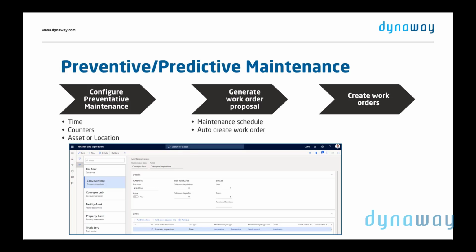I like to work with the maintenance schedule. I normally advise my customers to use the maintenance schedule. But if you don't see a value of having that overview, then of course you can set up on the maintenance plan, and when you are running the periodic job, that the system should just auto-generate the work orders. And then we end up with a preventive or predictive work order.